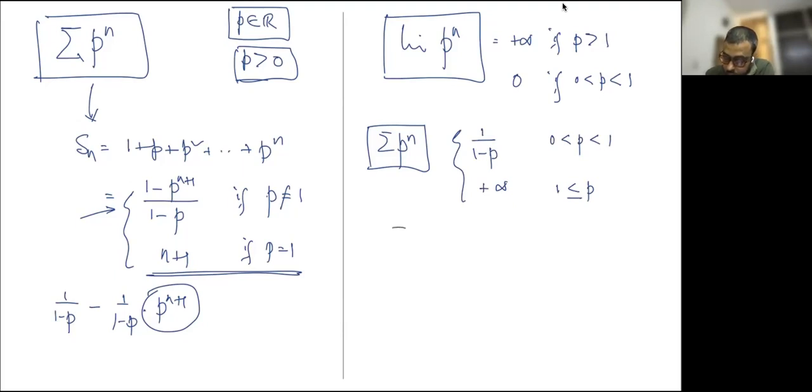Now, what if I allow P to be negative also? So I mentioned here that P is positive. Now let's say we allow P to be any real. Then any modifications? I mean, what happens for other values of P?